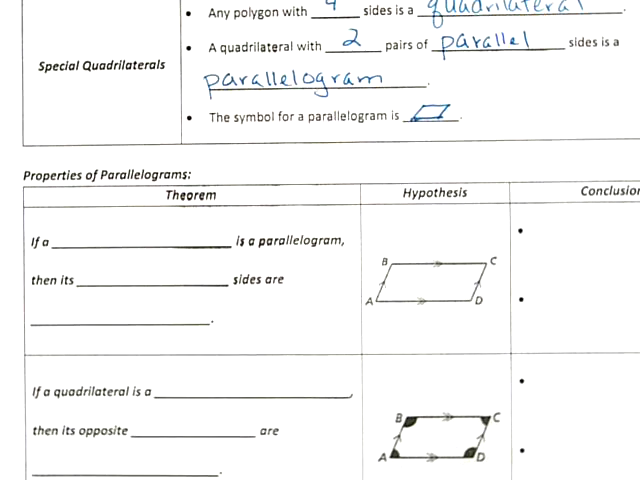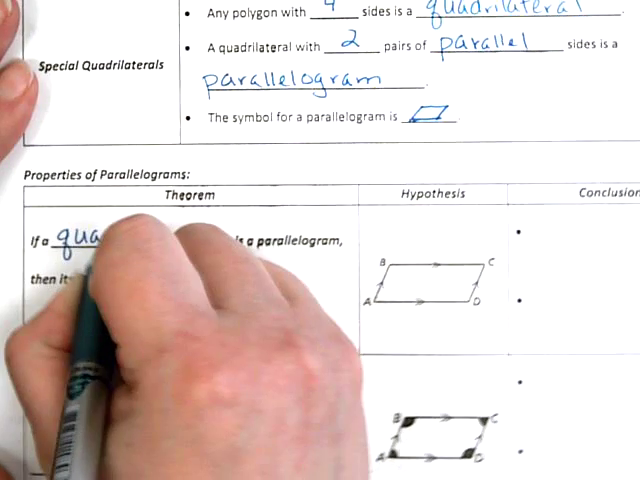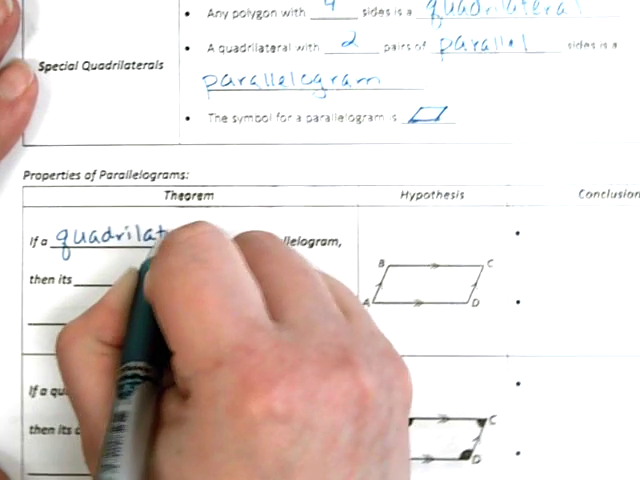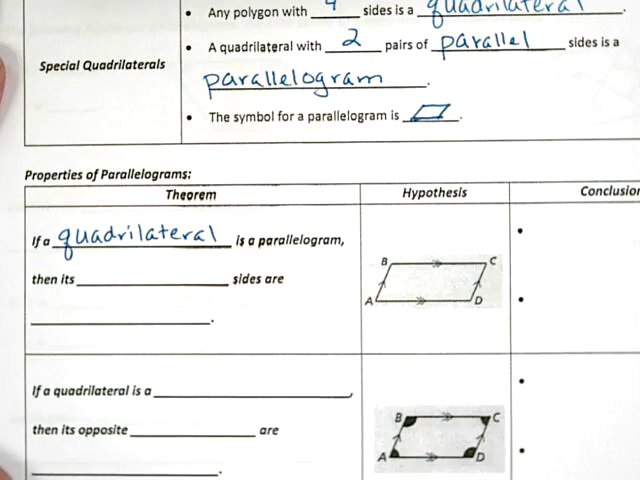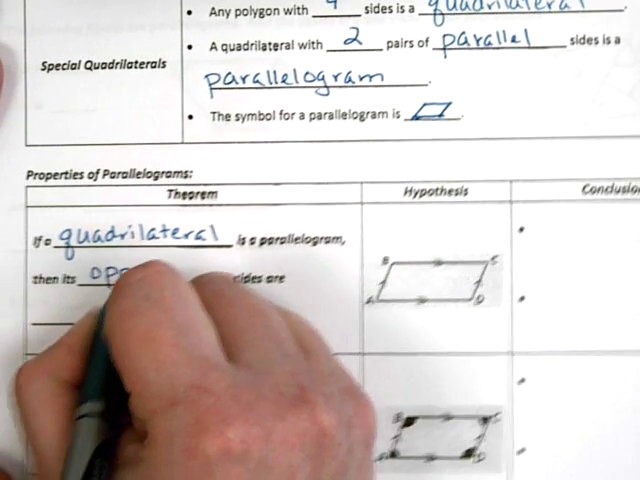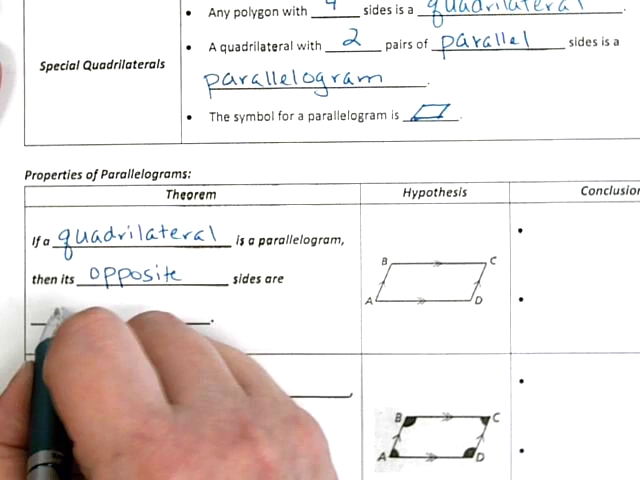So let's talk about this then. Let's talk about some new theorems that we're going to have. So if a quadrilateral is a parallelogram, then its opposite sides are congruent.